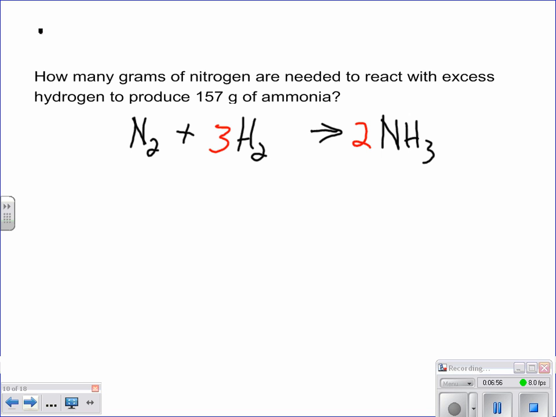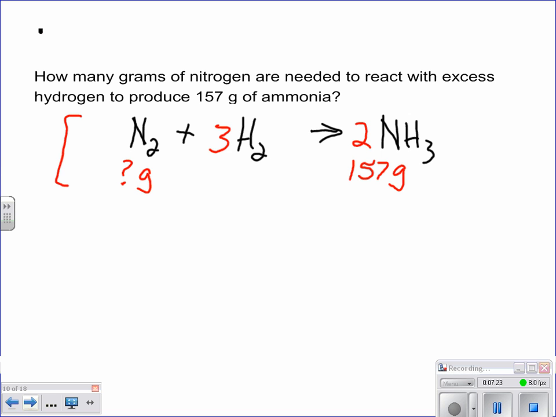Then, as part of that first step, I really want to write that information underneath. So it says how many grams of nitrogen. So question mark, and a question mark's not good enough. Make sure you write the units of grams, because we're going to be looking for all sorts of things eventually. So I want to find my grams of nitrogen that's needed if I want to be able to produce 157 grams of my ammonia.